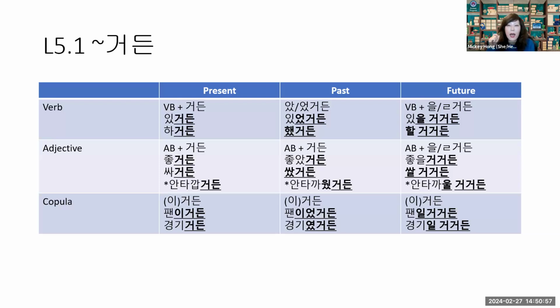For future, the pronunciation can be a little confusing because you have the 거 twice. 있을 거거든, 할 거거든. That first initial 거 comes from 있을 거예요. And then you add 거든. 있을 거거든, 할 거거든, 좋을 거거든, 쌀 거거든, 안타까울 거거든, 팬일 거거든, 경기일 거거든. Okay? And it will sound like 거거든 because the ㄹ and ㄱ will intensify that initial 거 and then 거든.